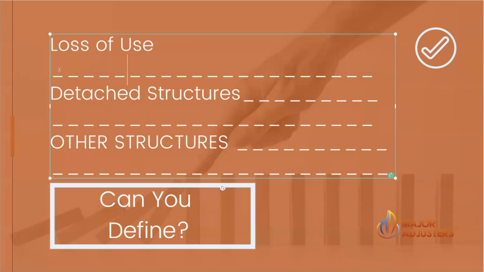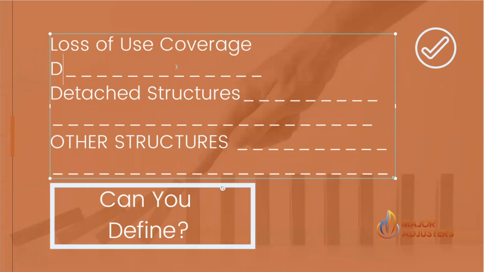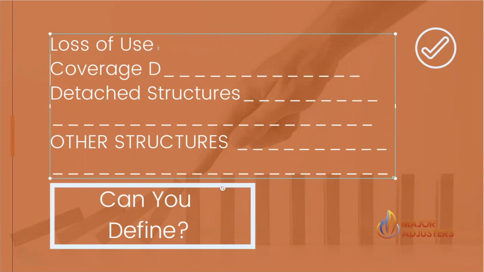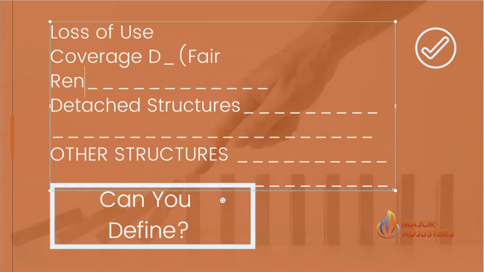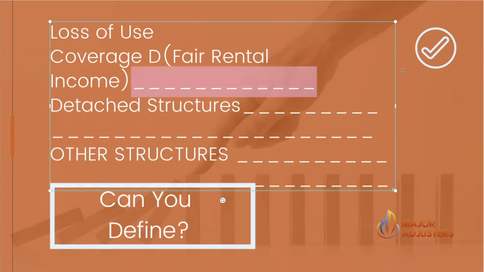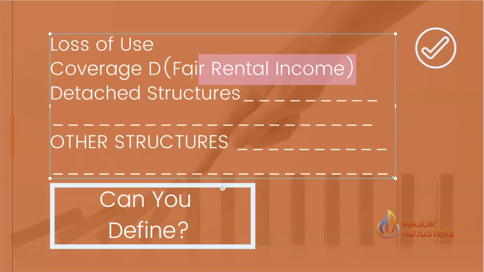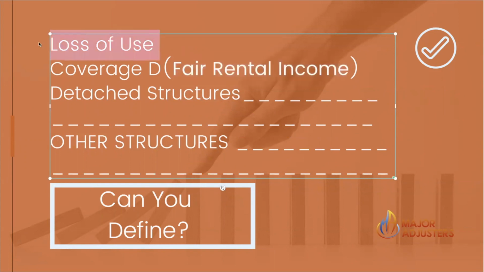Okay, let's fill these in. If you need more time, go ahead and pause this video. Your loss of use is going to be under coverage D. Remember, your coverage D could also be fair rental income for landlords or dwelling policies. Okay, so you have both there. Coverage D, it could be considered either loss of use or it can be considered fair rental income.